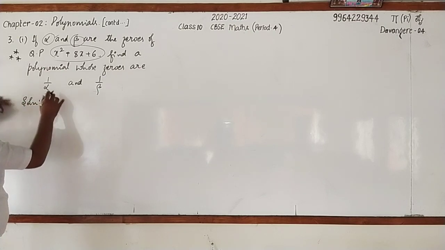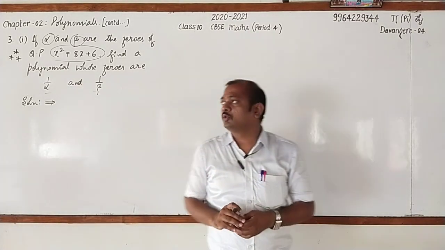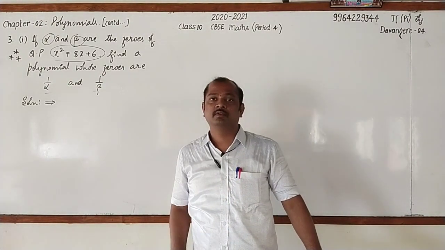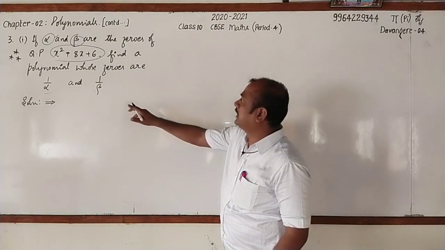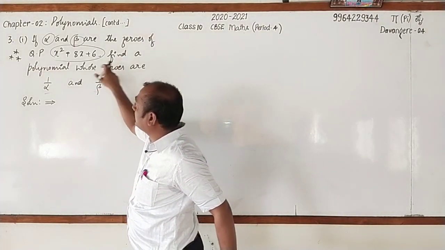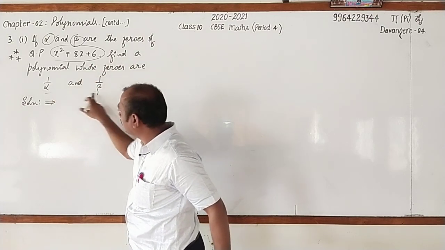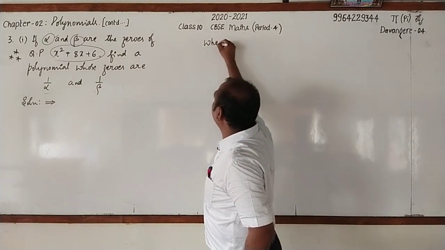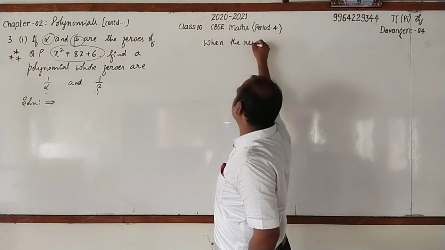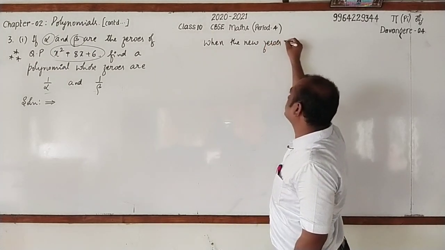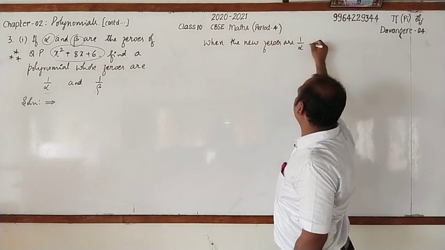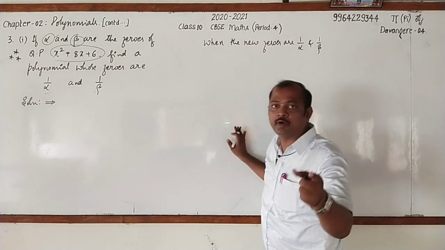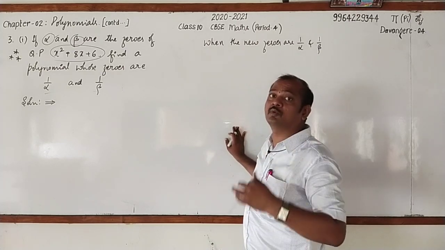Then, dear students, you all know how to write a polynomial when its zeros are given, is it not? Here it has been given that you are going to find the new polynomial when the new zeros are 1 by alpha and 1 by beta. Here I am going to write, when the new zeros are 1 by alpha and 1 by beta. You also know how to form a polynomial when zeros are given.